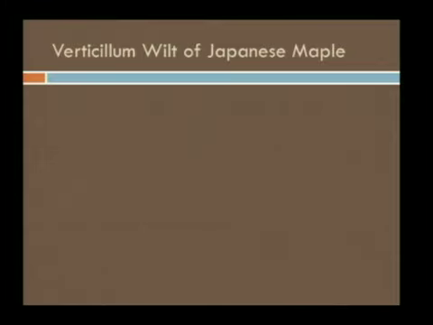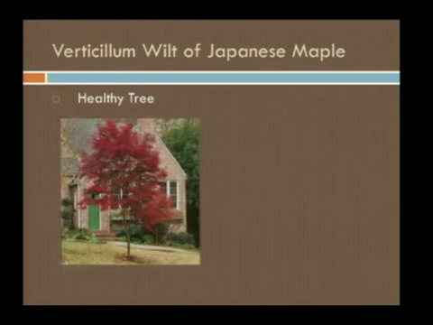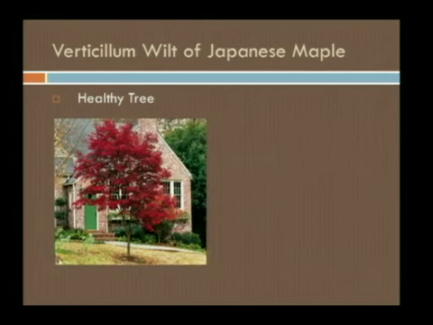Verticillium wilt is another vascular disease that we deal with in our trees, and you've probably seen it in Japanese maple. Here's a picture of a healthy Japanese maple. Beautiful tree. I have one of these in my front yard. Nice burgundy, reddish foliage. Just a real highlight of any landscape that we come across.